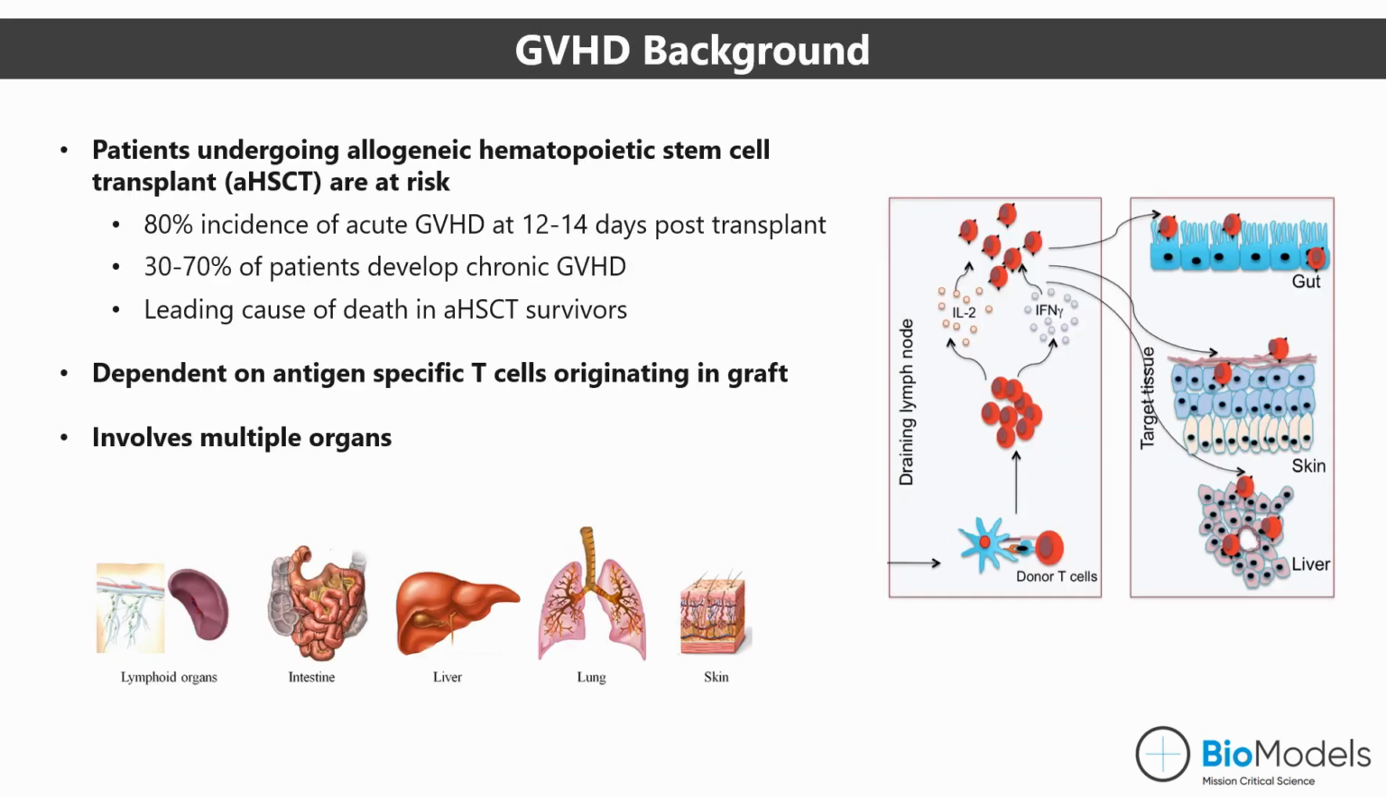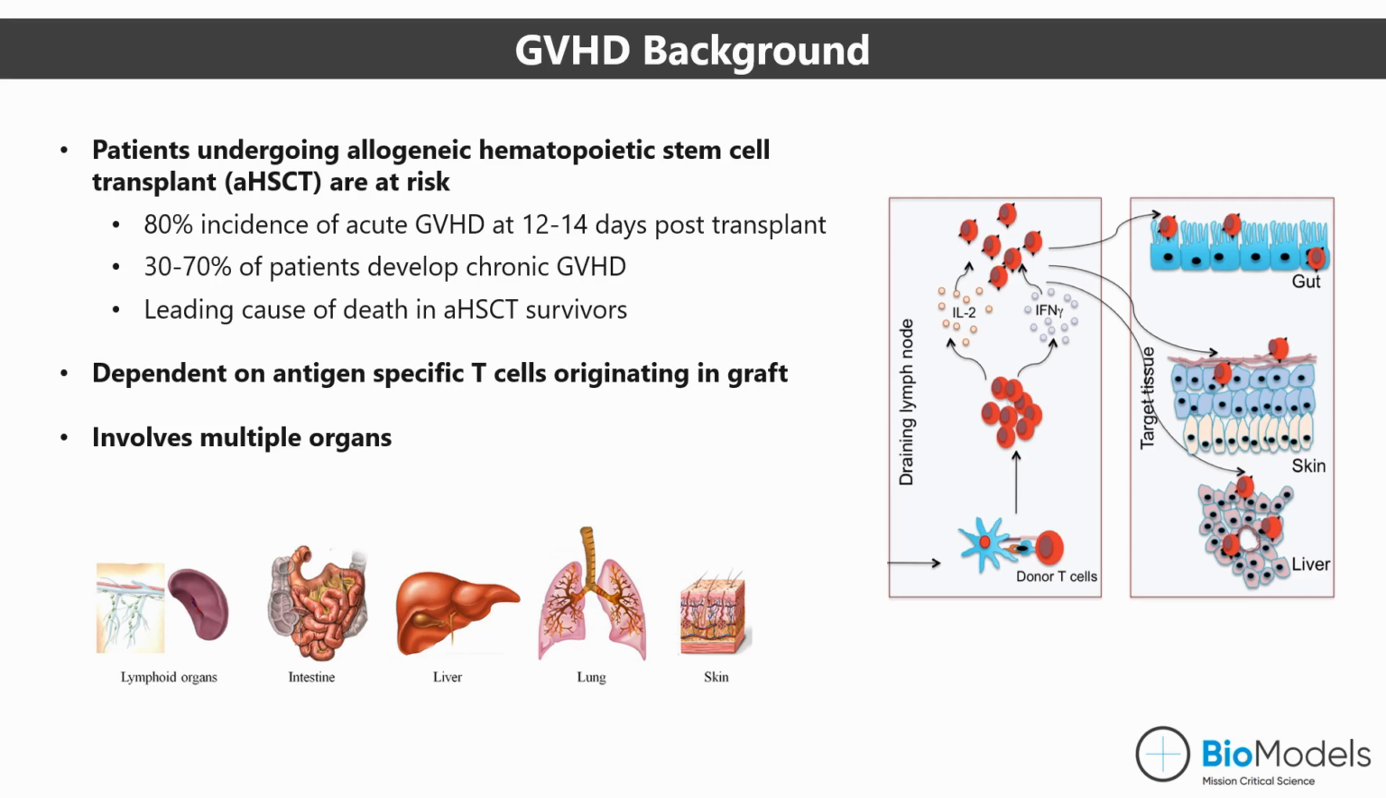So the first disease I'll be talking about today is graft versus host disease. This is a disease in which cells from the graft will attack healthy tissue in the host. In this disease, patients undergoing allogeneic hematopoietic stem cell transplant are at risk. We see about 80% of these patients showing signs of acute GvHD within 2 weeks of transplant.